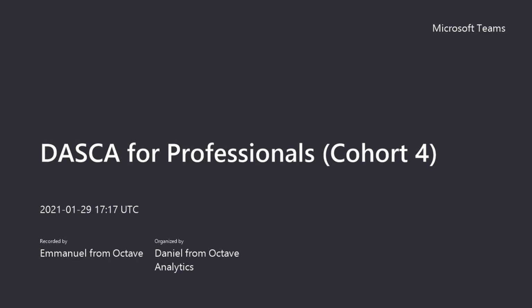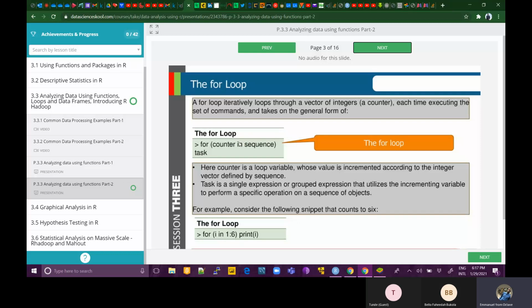And it takes on the general form of this. Say, for example, for counter in sequence. Sometimes it might not be a sequence. It can be a vector. You can say vector of sequence. Let's say sequence, it doesn't necessarily mean numbers. It might be strings, dates, anything at all.